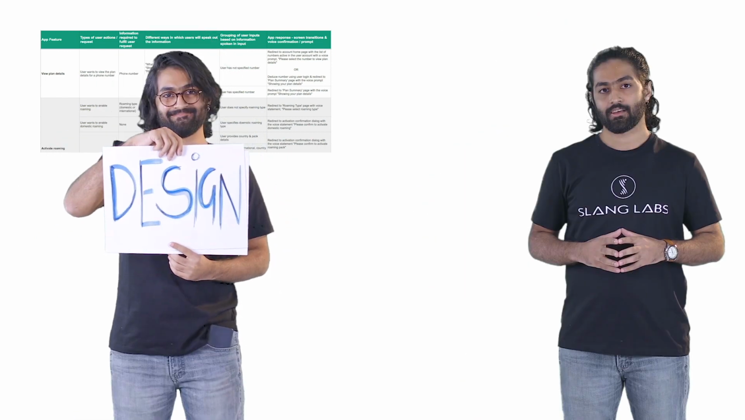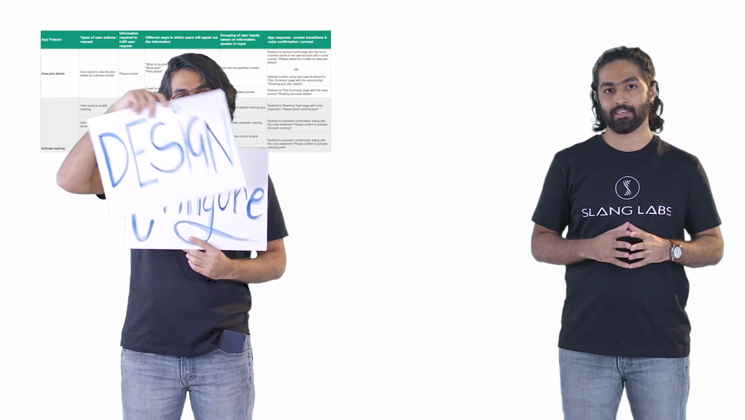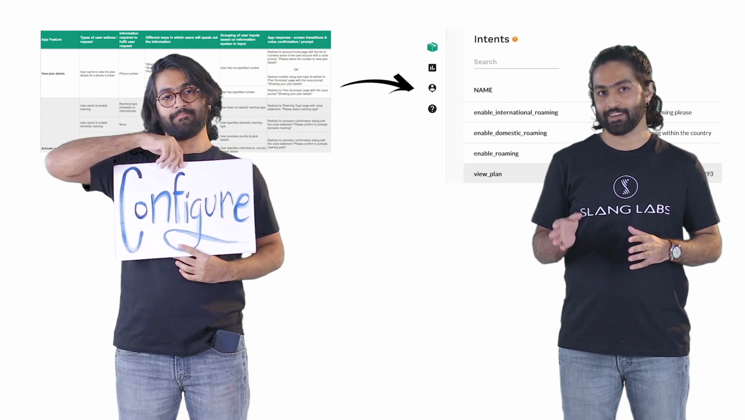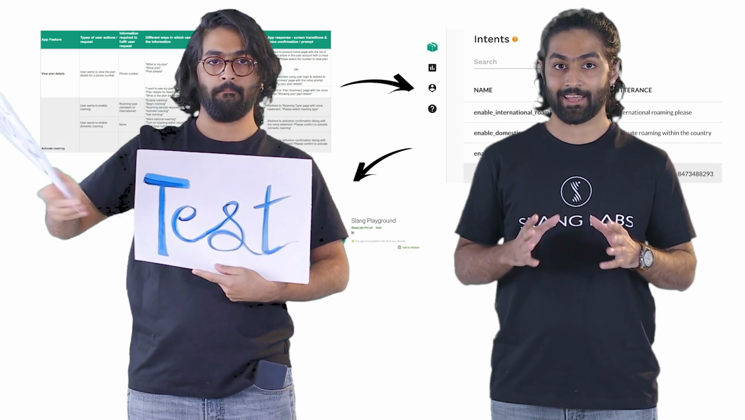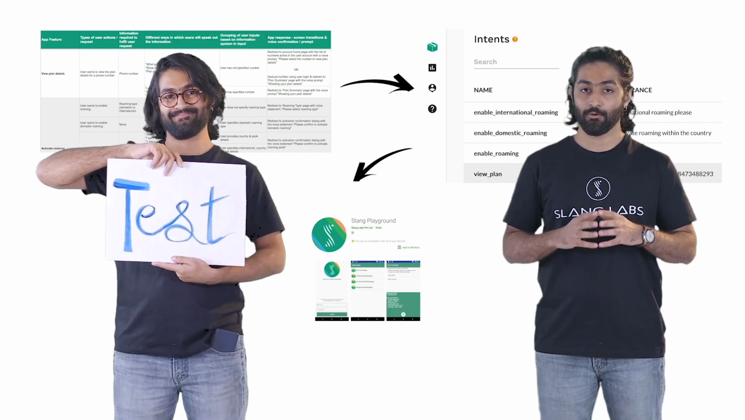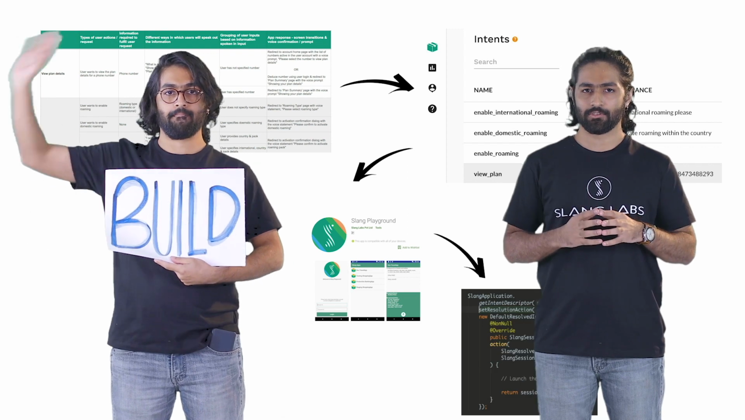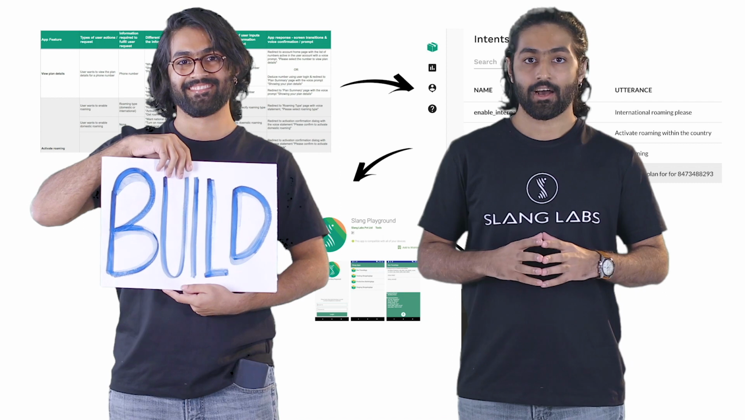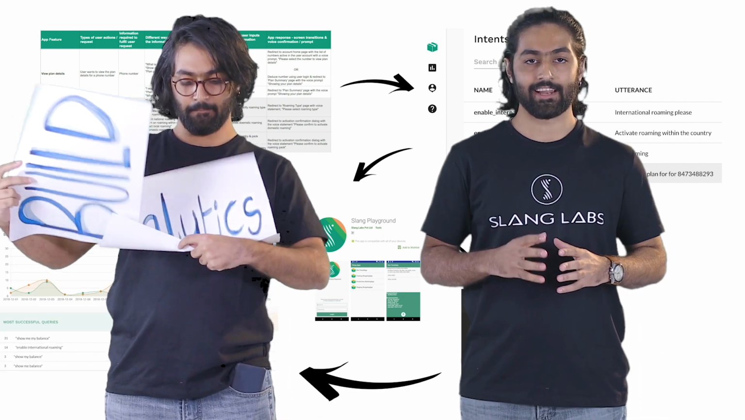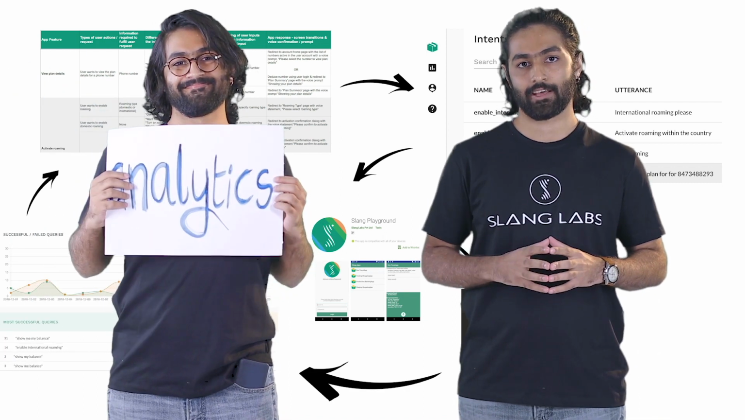user. And after that, you take the Slang spec sheet and convert it to the Slang Buddy configuration on your console. See your configuration live in action using the Slang Playground app. Fold in our SDK into your app with just a few lines of code to complete the build process. And finally, after you release your app, use our Slang Analytics platform to improve and iterate your wax.